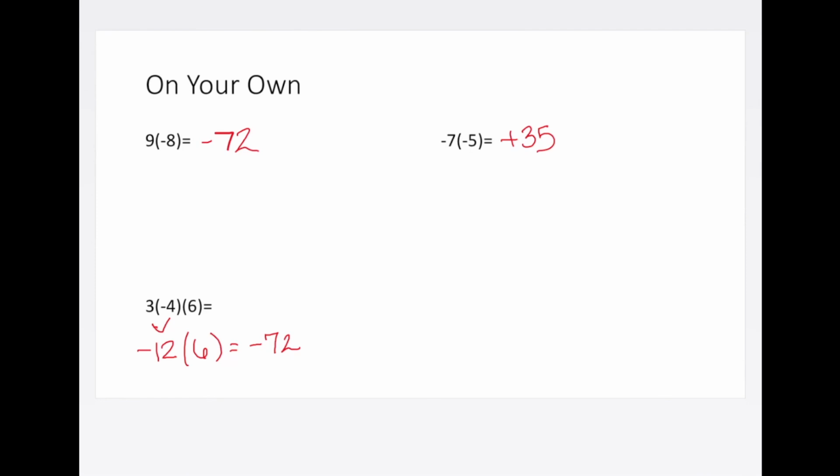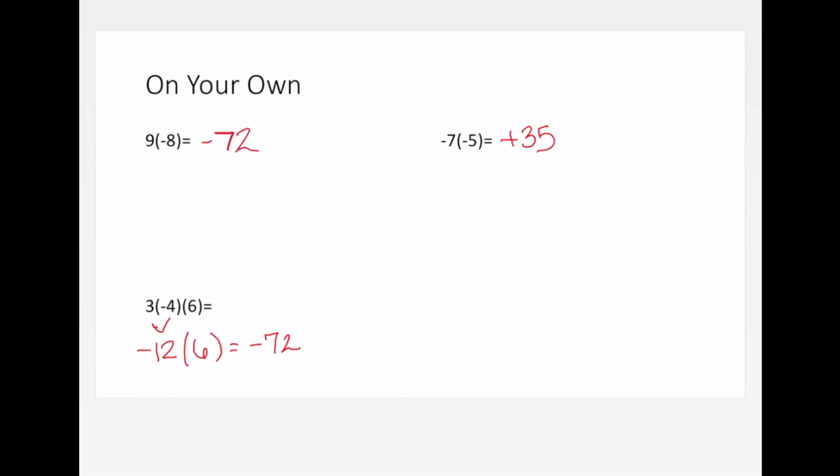Okay, so here are our answers to your questions. 9 times negative 8 is negative 72 because they have different signs. Okay. And then we have negative 7 times negative 5, which is positive 35 because I'm multiplying 2 negatives.